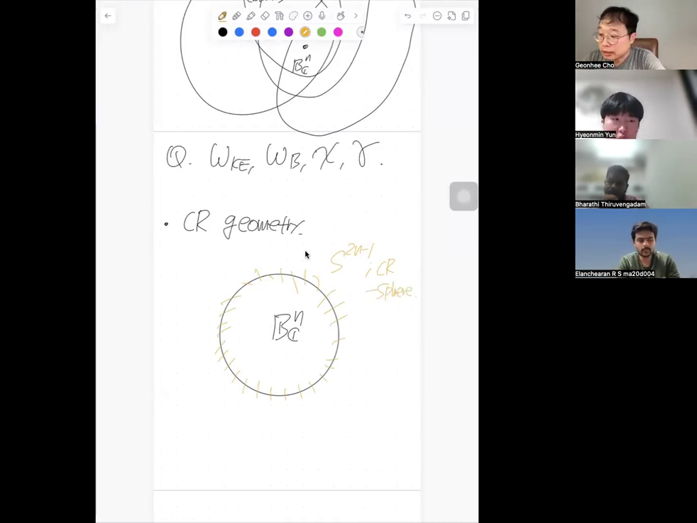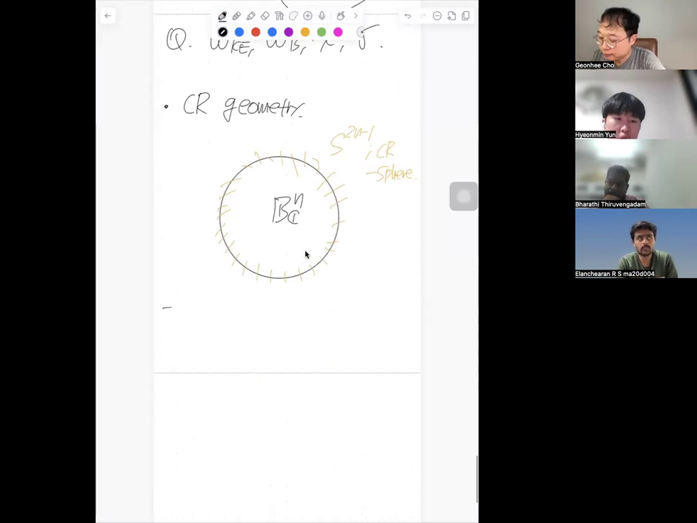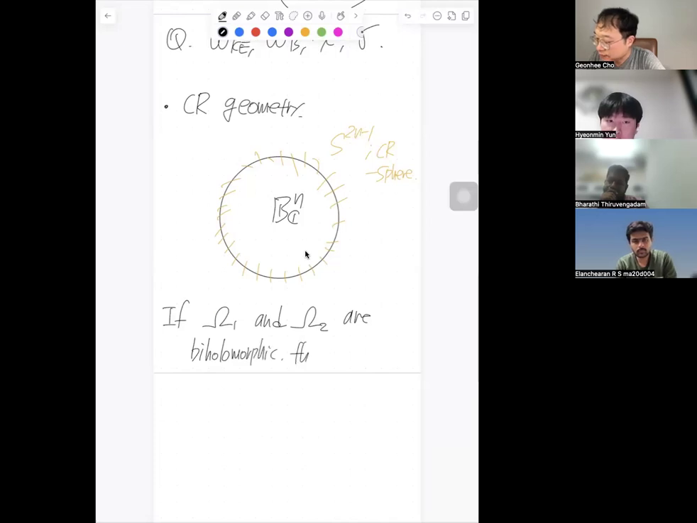So the important question is: if Omega 1 and Omega 2 are biholomorphic, then the boundary of Omega 1 and the boundary of Omega 2 are CR isomorphic.